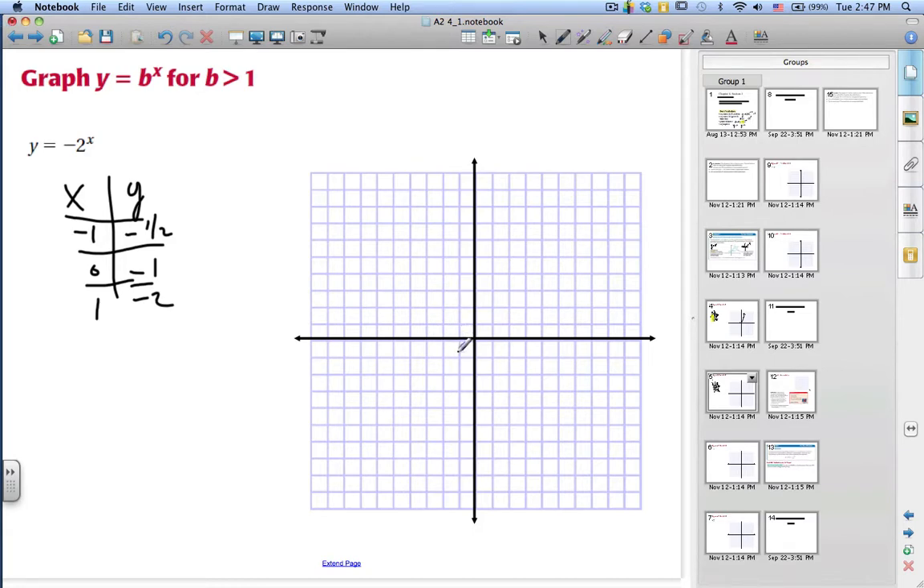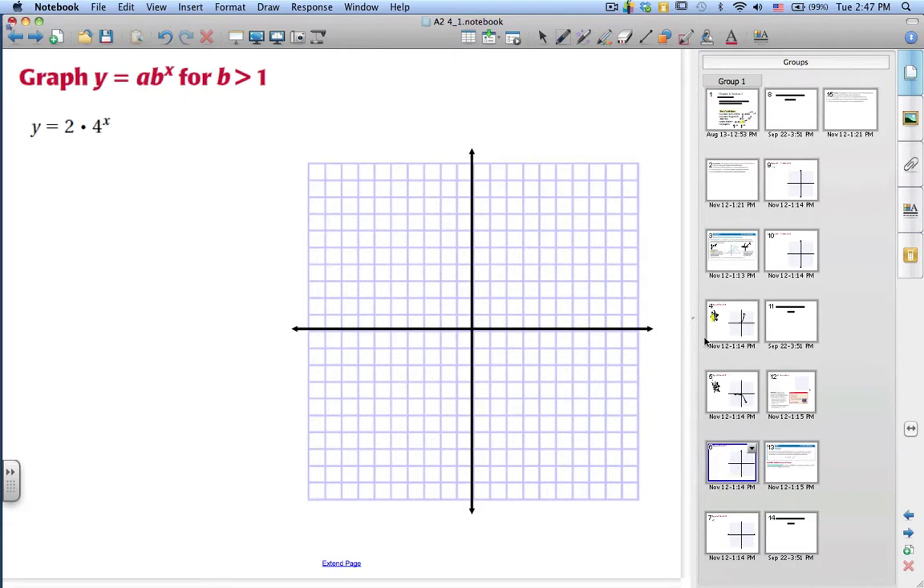So you see at negative 1 I'm at 1/2, at 0 I'm at negative 1, and negative 2. So what's happened is my graph with a negative leading coefficient is now below the x-axis. Okay, so it flipped it over. Very similar to what we saw happening with square root functions in the last chapter.